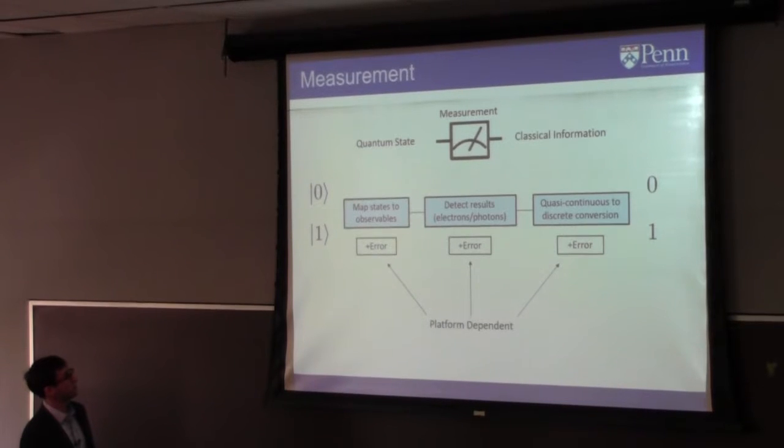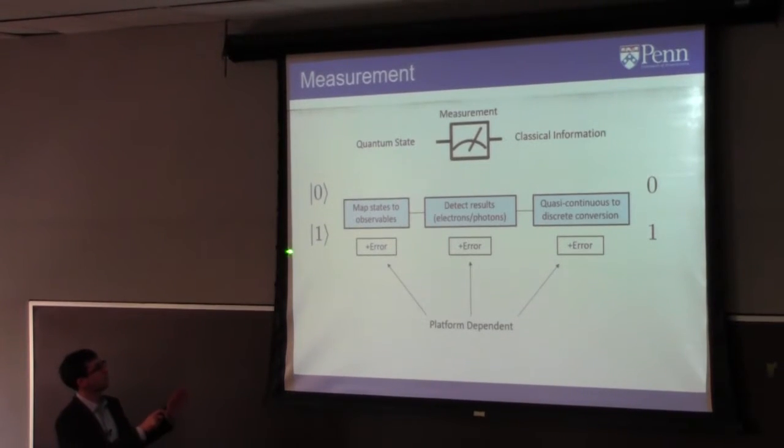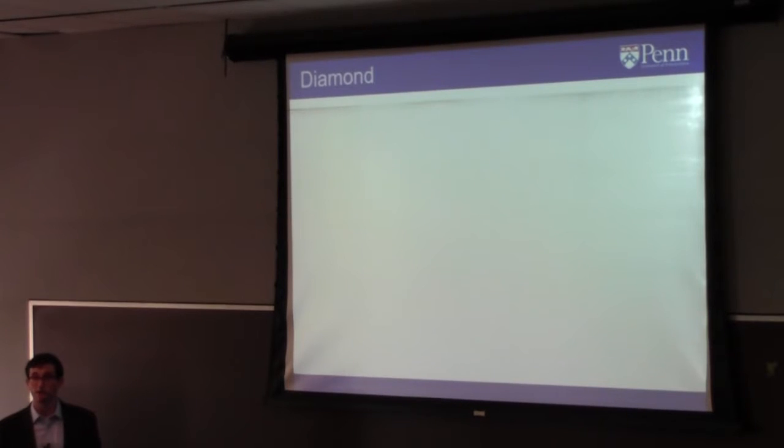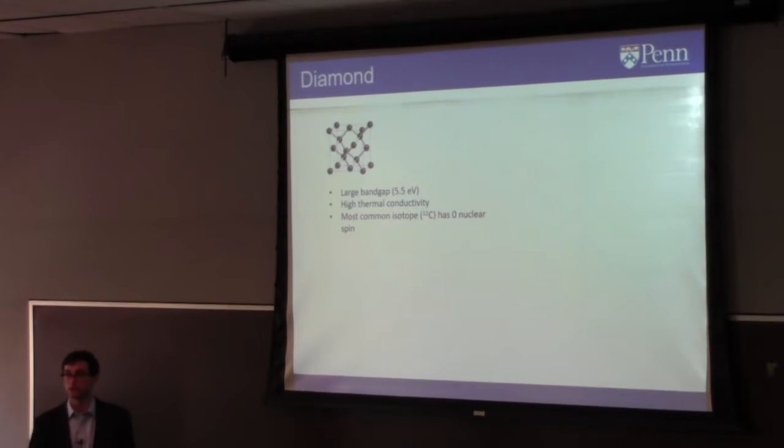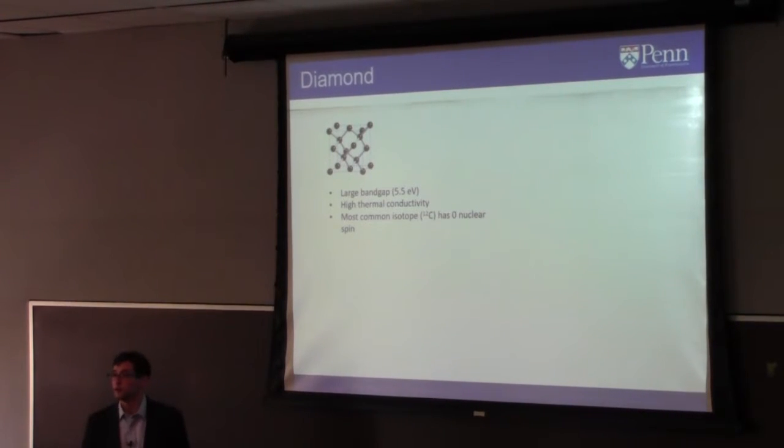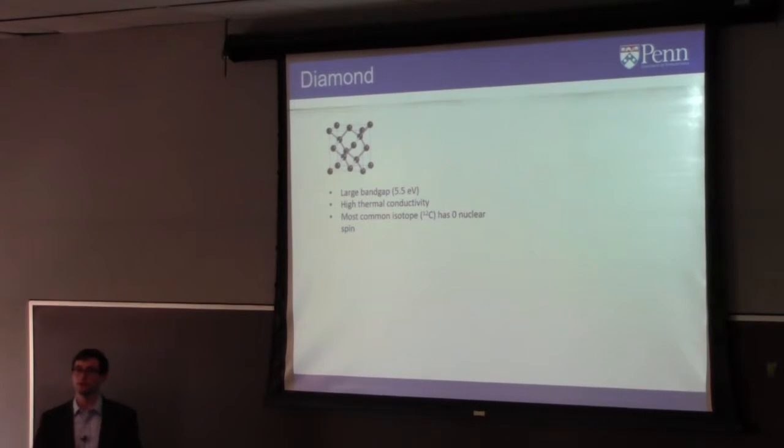Now, for this talk, I will focus on one specific platform and walk us through how you go from identifying your eigenstates to getting out the 0 and 1. And our platform of choice is diamond. I mentioned this is a solid-state qubit, so we're going to be looking at something inside of diamond. Part of the reason it's nice is that it has a large electronic band gap, 5.5 eV, high thermal conductivity, and the most common isotope of carbon is carbon-12, which has 0 nuclear spin. So our qubit is going to be a single spin. You can imagine if you have other spins in your solid, it's going to introduce unwanted noise.